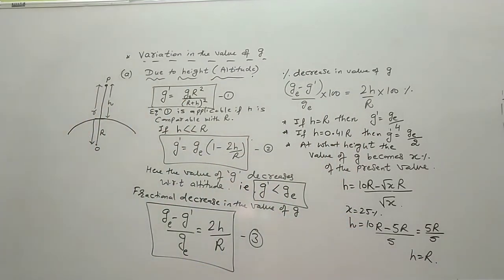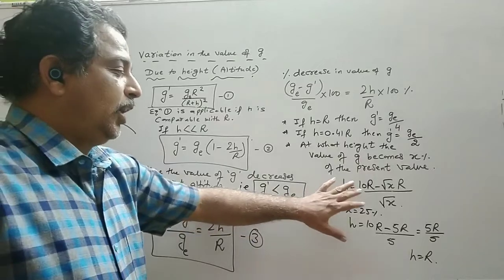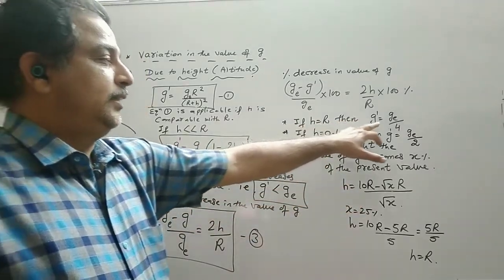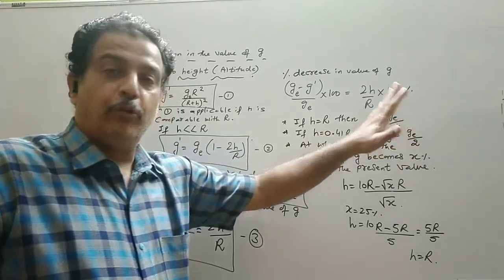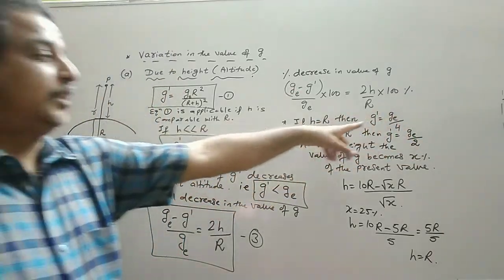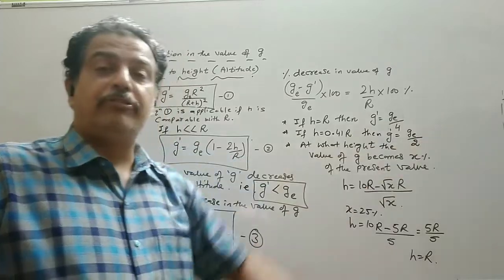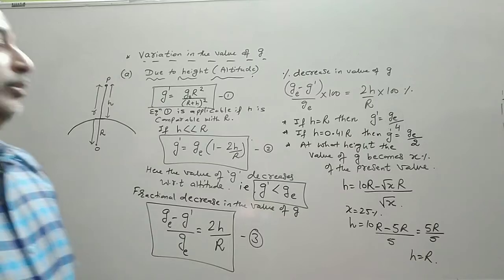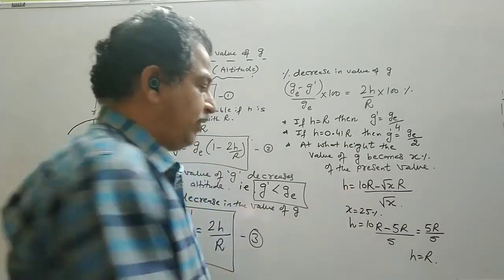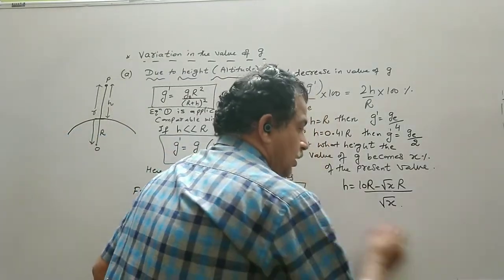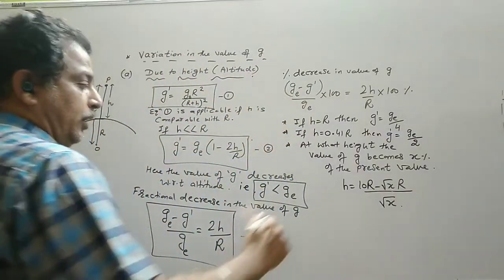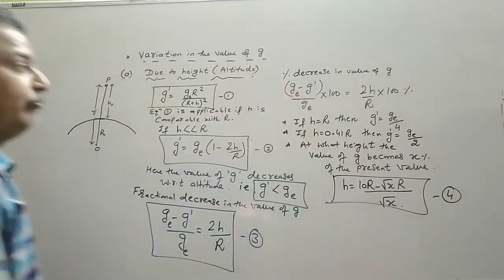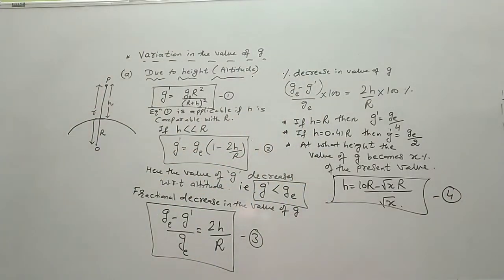So this is to verify the formula. We know that if h is equal to r, then it becomes GE by 4, that is 25%. This value is 25%. This value is 50% of the present value. So if in the question it is given directly to find out h, instead of calculation, we can directly apply this formula. So this is equation number 4 for altitude.